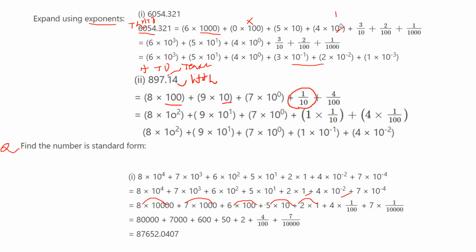So here the tenths place you put it, so 87,652, that is the whole number, point, no tenths, so put 0. Here hundredths is there, so put 4. Thousandths is not there, put 0, and after that you put 7 in the ten-thousandths place. So 87,652.0407 is the answer.